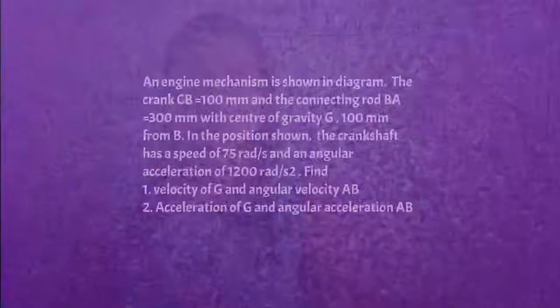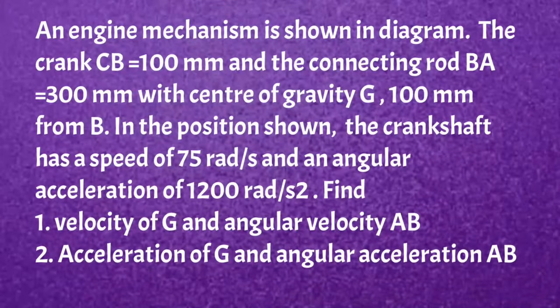Now first I will read the given problem. An engine mechanism is shown in the diagram. The crank CB is equal to 100 mm and connecting rod BA is equal to 300 mm with center of gravity G 100 mm from B. In the position shown, the crankshaft has a speed of 75 rad per second and angular acceleration of 1200 rad per second square. Find the velocity of G and angular velocity of AB and acceleration of G and angular acceleration of AB. So this was the given question.